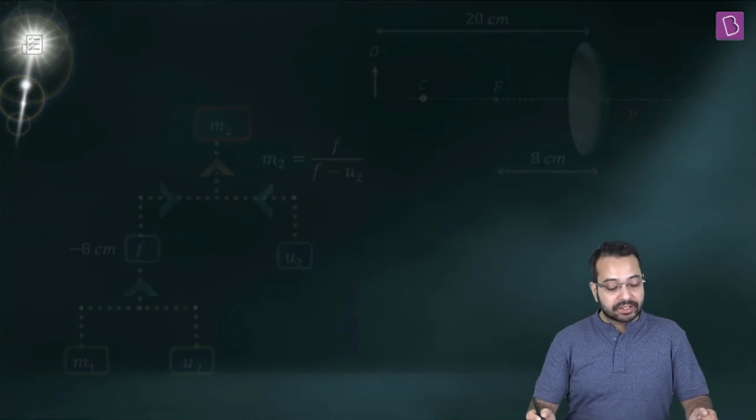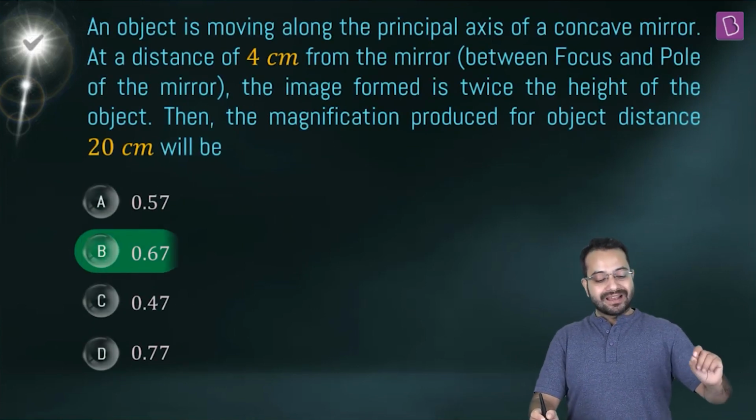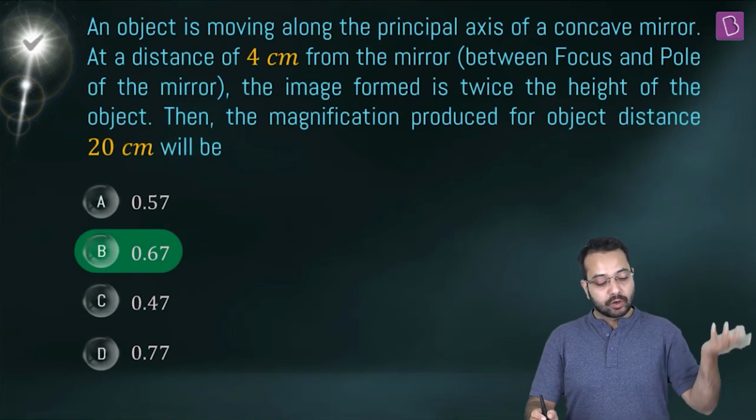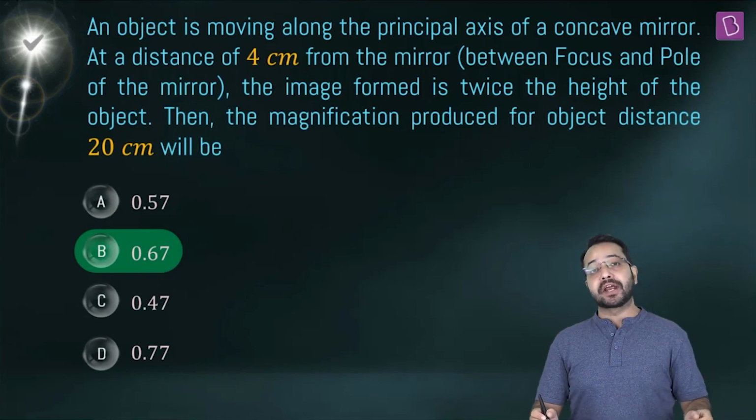Now let's have a look at the options. In the option, I just have to tell the magnitude. So obviously option B is going to be my right option.